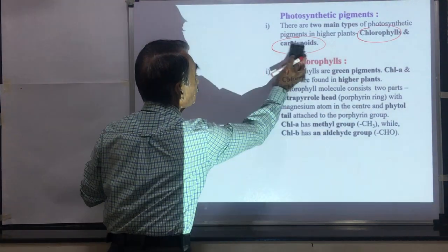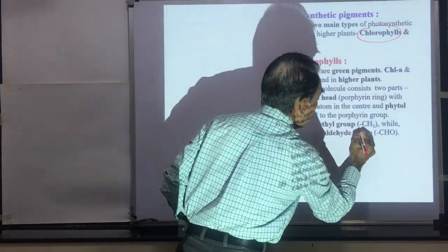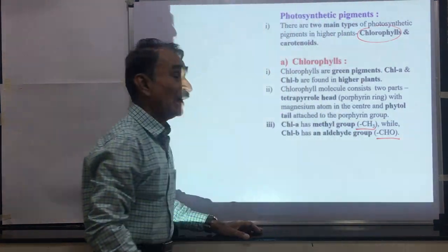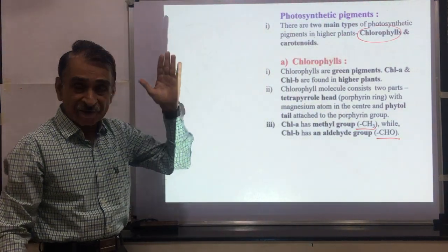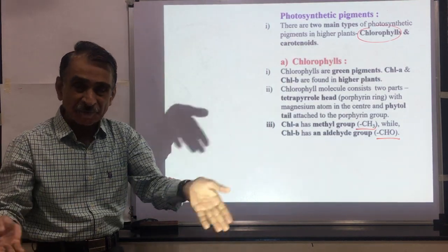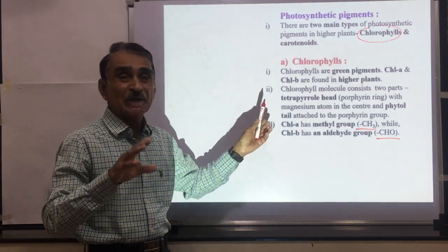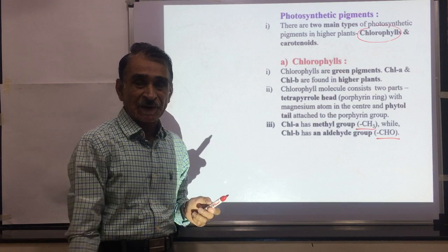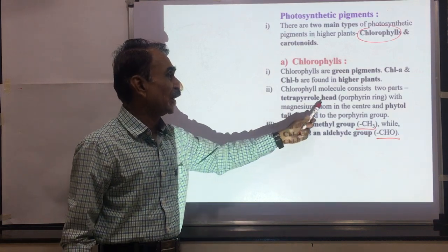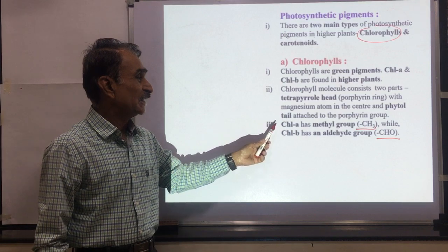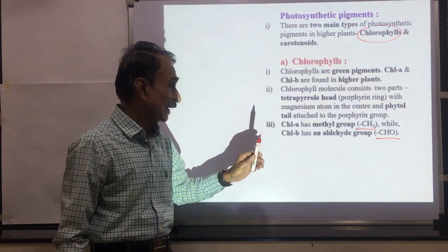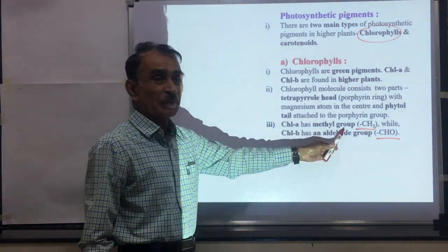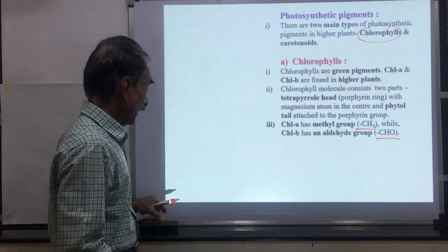Chlorophyll A molecule has a methyl group, while chlorophyll B molecule has an aldehyde group. Chlorophylls are green pigments. Chlorophyll A and B are present in the higher plants. The chlorophyll molecule consists of a head part with a magnesium atom at the center, called the tetrapyrrole head, and a tail part called the phytol tail attached to the porphyrin group. Chlorophyll A has a methyl group, while chlorophyll B has an aldehyde group.